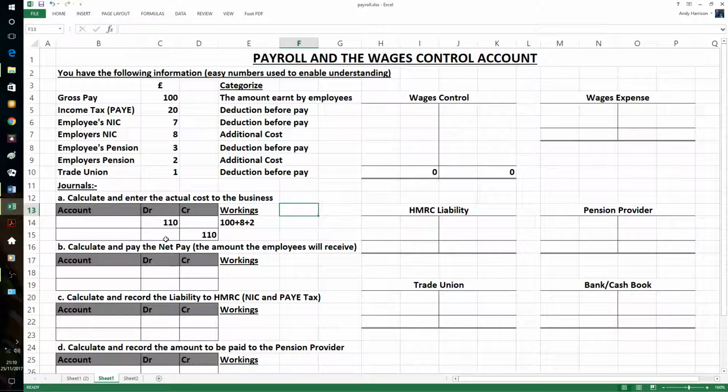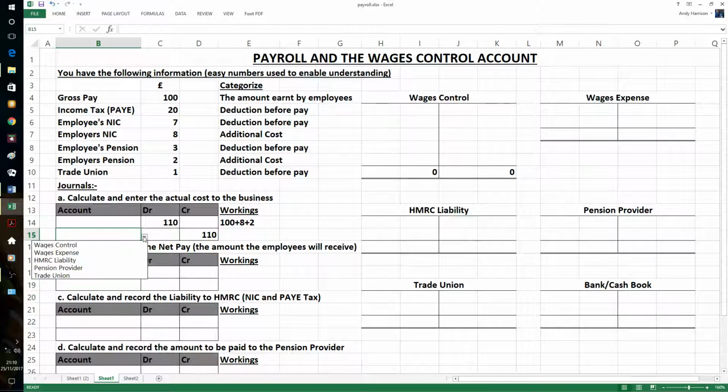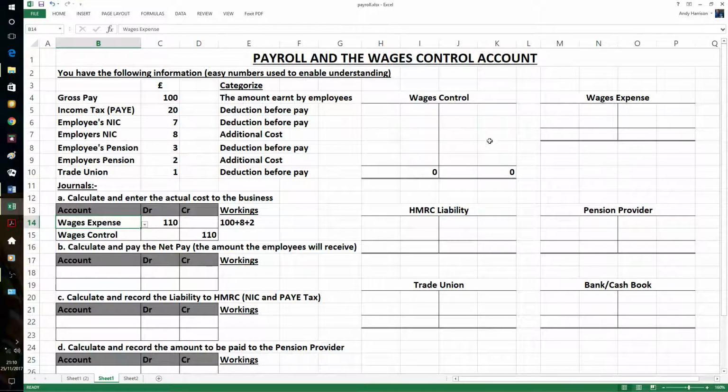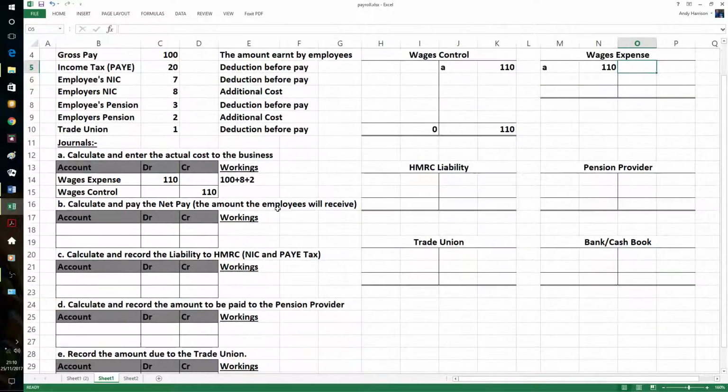A debit and a credit. Which way round? Well, we owe our employees this, they've done some work for us, and debit, expense. Expenses are debits. Then we need to pay them. So natural next step to actually pay them.